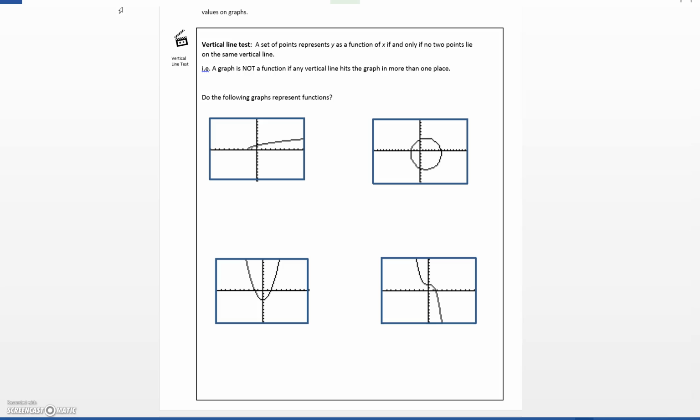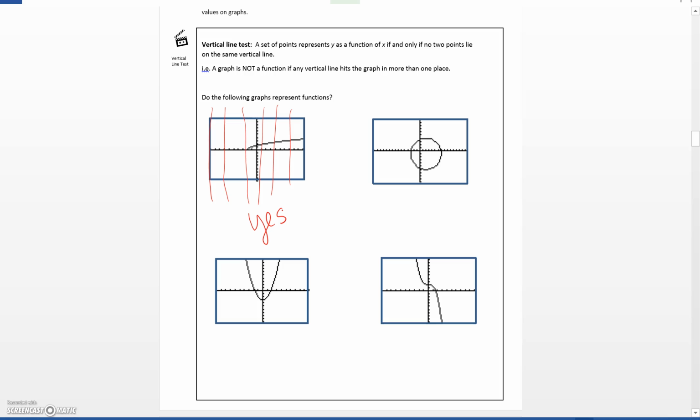One way I like to think about it is think about holding a pen vertically to it and kind of going along the function. And is there any place where it would hit it in more than one spot? So let's look at this one. If we draw some vertical lines, would any of these vertical lines hit the graph, this is kind of like the square root graph we saw earlier, in more than one place? They don't. They only hit it in one place, or those vertical lines might not even hit the graph. So this graph is a function.